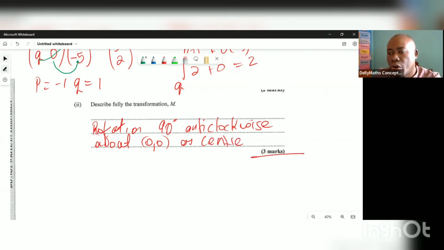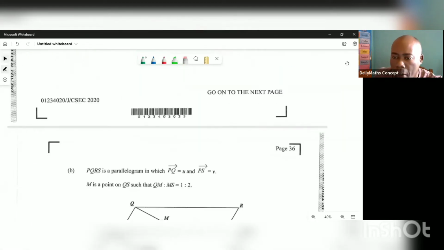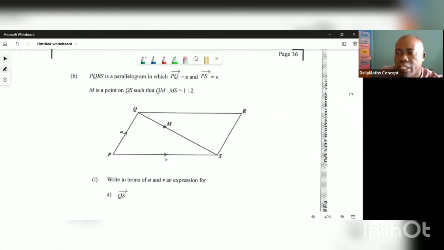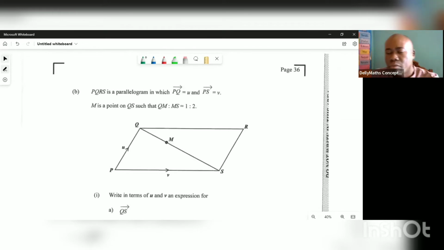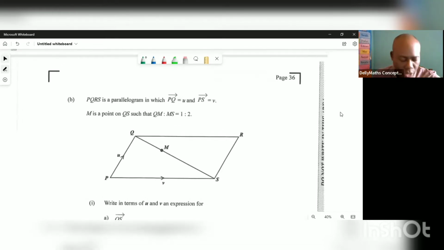All right. So in order to do those things, most times you have to actually know what happened and how it looks in order to get it. All right. Here is the vector question now. So that was a transformation aspect. So here's the vector part.